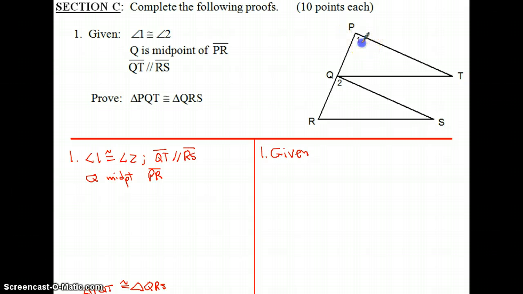Angle 1 is congruent to angle 2. I also know that Q is the midpoint of PR. Well, that doesn't really tell me anything directly, but it tells me this is true. Let me write that separately for step 2.